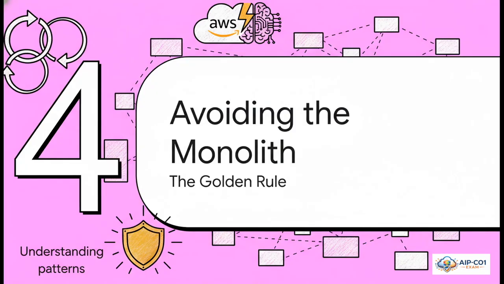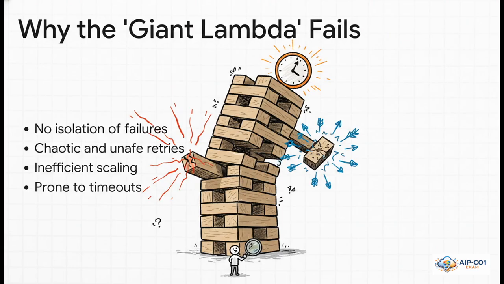See? Once you understand these two fundamental patterns, it brings us right back to the beginning. It gives us the golden rule for avoiding that nasty monolith trap we started with. So let's get really clear on why that giant Lambda is such a bad idea. First off, there's no isolation. If the part that calls the database fails, the whole thing crashes, even if the AI part worked fine.